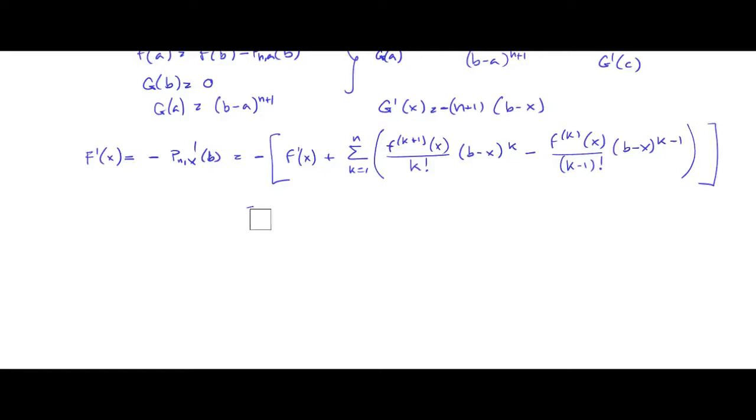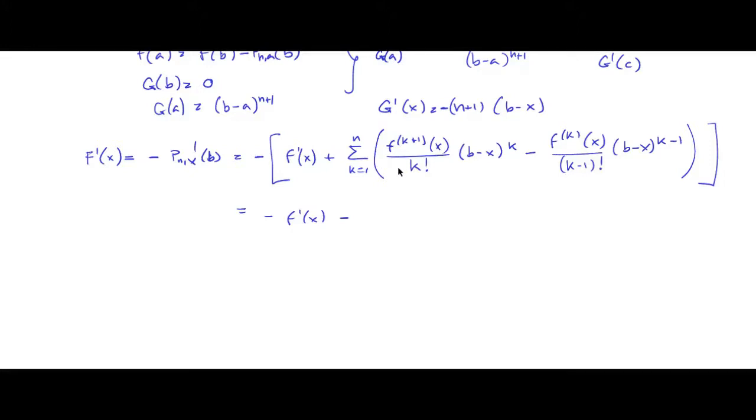So now this is going to be minus, let's write it like this. Minus f prime at x, and then minus, and you see that this sum is going to be telescoping, right? Because this is k plus 1, k, k minus 1, right? So this is something at k plus 1 minus something at k.